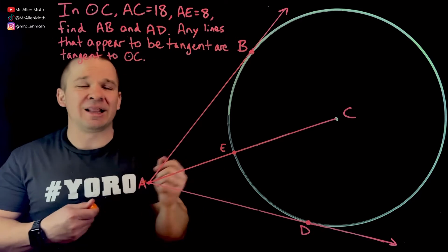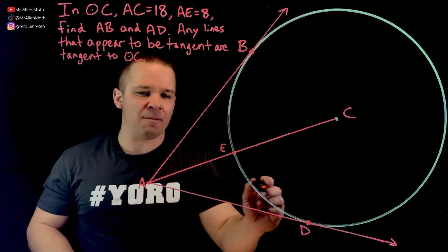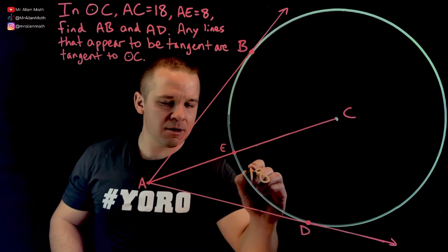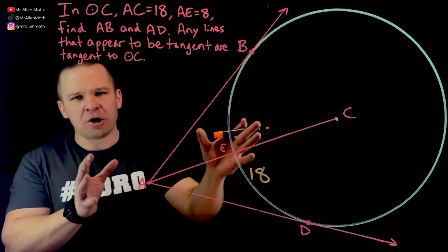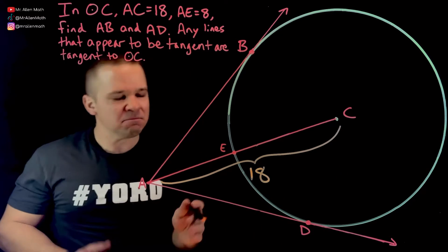So first off, though, I'm going to label my diagram. I've got AC, the entire thing here is 18. I'll just write it out here. So we'll do 18, all right? So that's AC. It's hard to label the whole long one. You could do some sort of brackets like that. Yeah, that'll work.